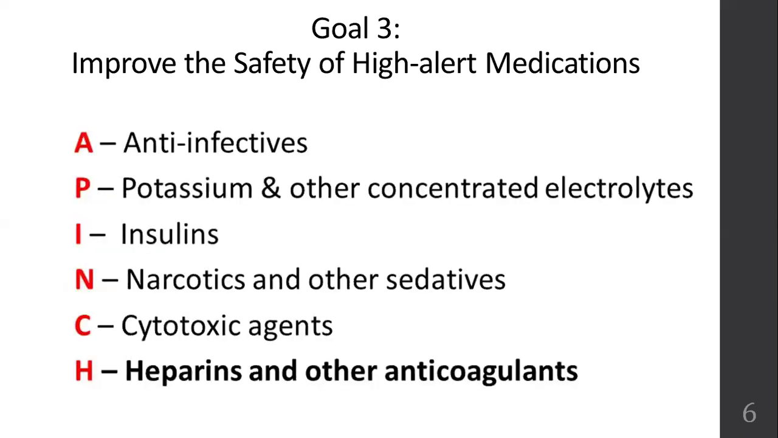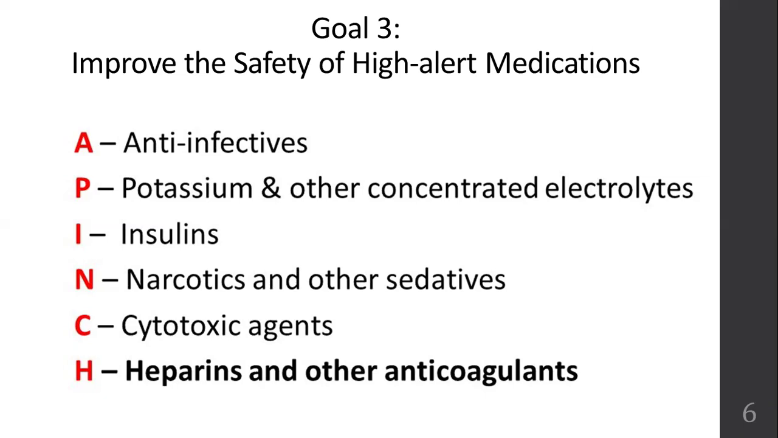Okay. So these are the high alert medications. We use the mnemonic of A PINCH. Because of the A PINCH mnemonic, you can remember which are the high alert medications. So all anti-infectives, antibiotics, antivirals, antifungals, they all come under this category. Okay, they are high alert medications. Potassium and other concentrated electrolytes. P stands for potassium. I stands for insulins.